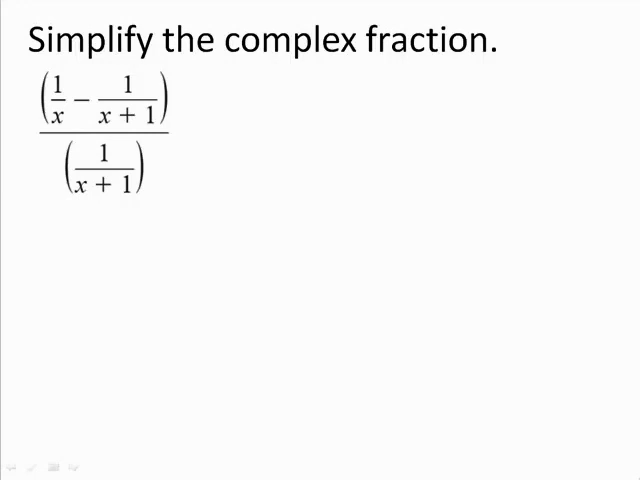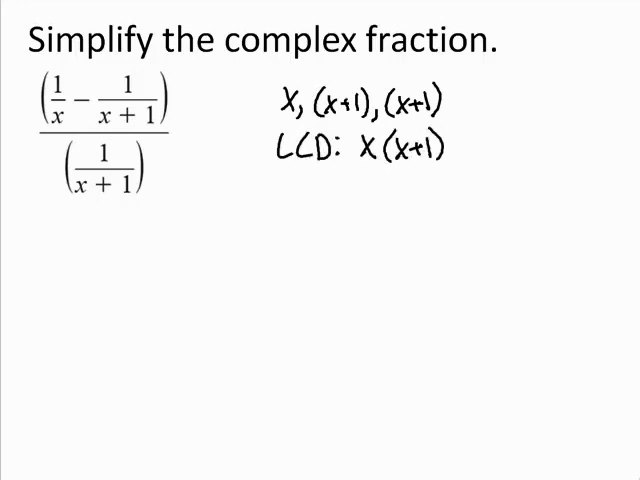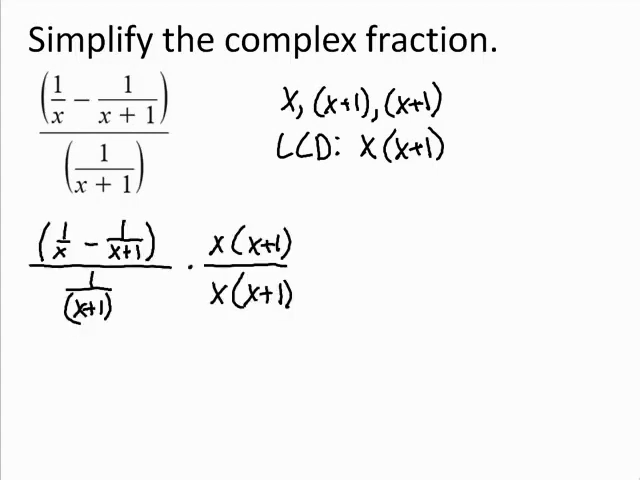The three denominators are x, x plus 1, and x plus 1. The least common denominator has to contain each of these as factors. The least common denominator is x times the quantity x plus 1. So multiply this expression by x times the quantity x plus 1 divided by x times the quantity x plus 1. Multiply the numerators and denominators and distribute.